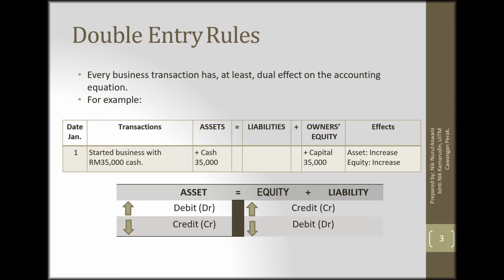And then in terms of the recording, we have to record in the journal entry. So the first entry is the journal entry. We need to identify which account to be debited and which account to be credited from this transaction. We have identified the effects of this transaction: increase in asset and also increase in equity. So what happens when there is an increase in asset? We have to debit the asset account. And what about the equity? An increase in equity will be credited.